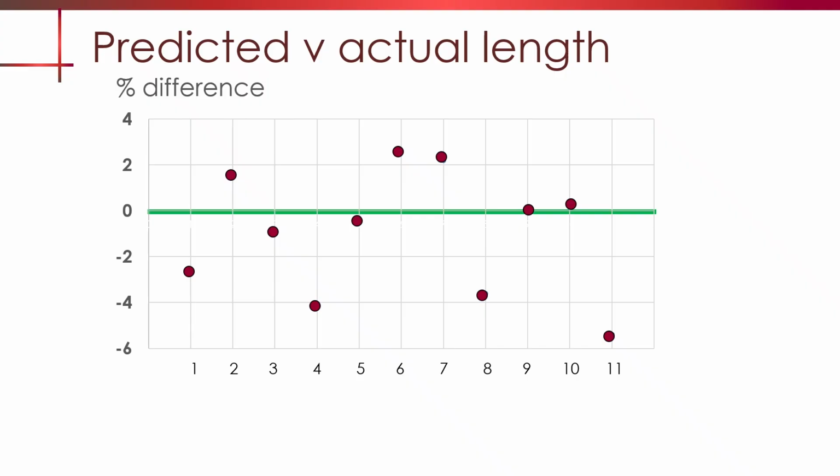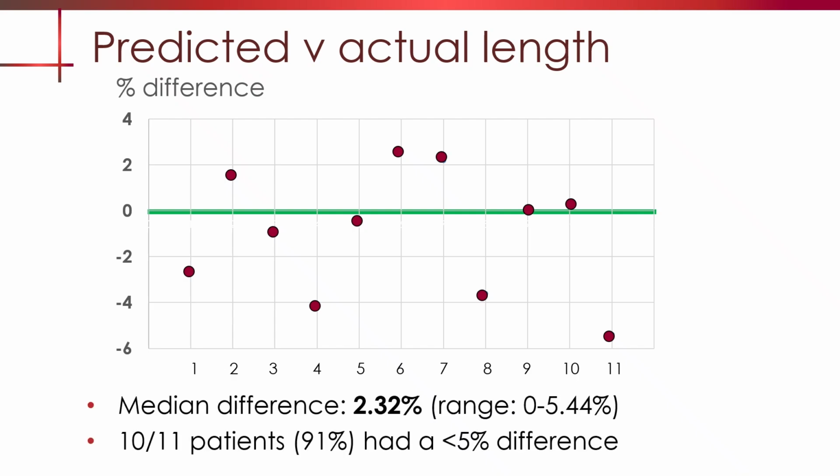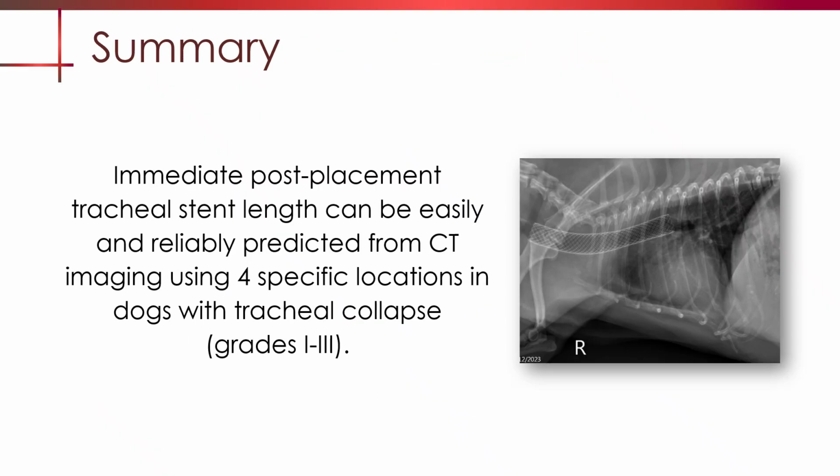This graph shows the difference between predicted and actual length for each of the 11 dogs expressed as percentage. Discrepancies ranged from 0 to 5.44%, with a median of 2.32%. In 10 of 11 dogs, the difference was less than 5%. In summary, our findings indicate that immediate post-placement tracheal stent length can be reliably predicted from CT imaging using 4 specific locations in dogs with tracheal collapse grades 1, 2, and 3.